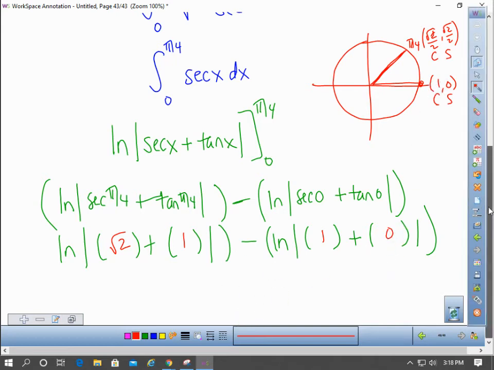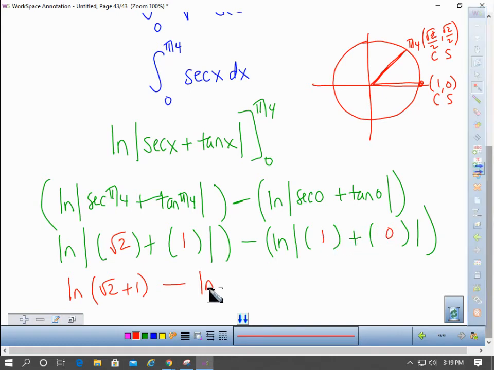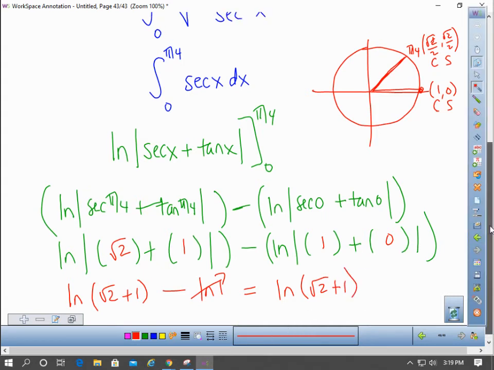All right, so I just did the unit circle and my ordered pairs to evaluate all 4 of those trig functions. So now looking at this simplified, this is going to be the natural log, and I don't need the bars because this is a positive number. This is radical 2 plus 1, that's a positive value. Then over here we have minus the natural log of 1 plus 0, which is just 1. We know the natural log of 1, that is 0. So our final answer is the natural log of the radical 2 plus 1, of that quantity. So there is the answer for the value of that integral.